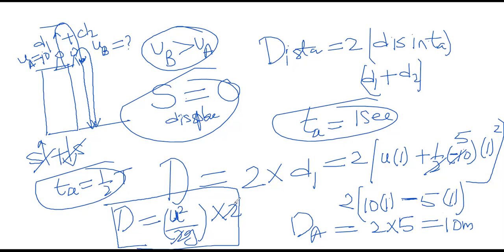10. Is it understood? Substitute u square by 2g. Check it. 10 square by 10 is equal to 10 only, right? I think this is the shortcut and the easiest way to remember. For finding the distance for a body thrown upwards, simply remember that distance is equal to u square by g. Okay?